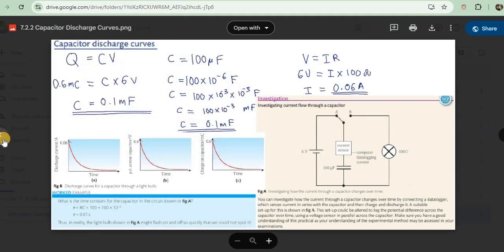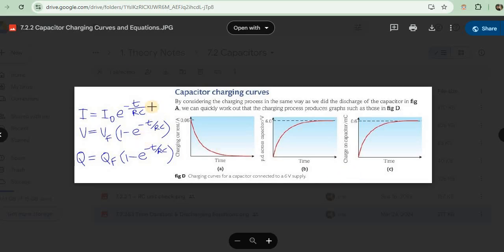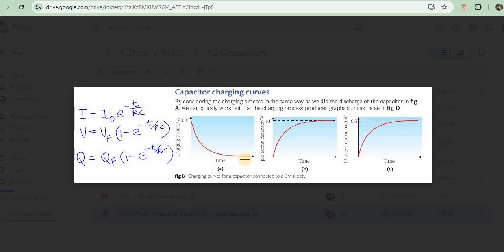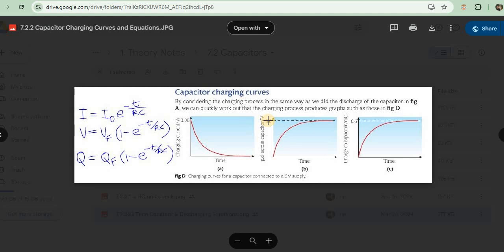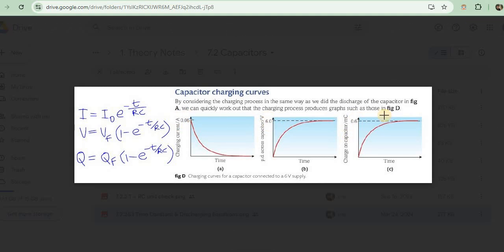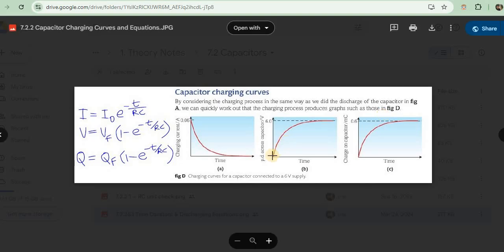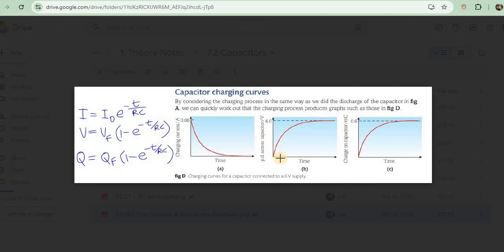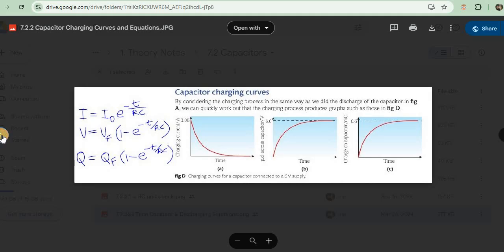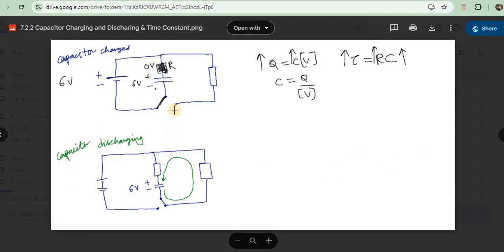So that is for capacitors charging. You have the equations for charging, you have the graphs for capacitors charging: charging curves for a capacitor connected to a 6 volt supply, and we will figure out how we can get these numbers here. Like I said, you can get it from V equals IR, because in the beginning you know that the capacitor is discharged. One more thing: in the very beginning, when the time is 0, the potential difference across the capacitor is 0.